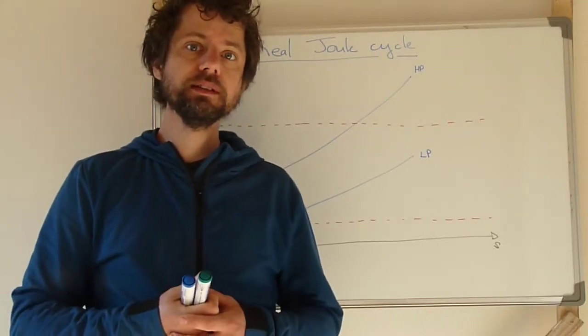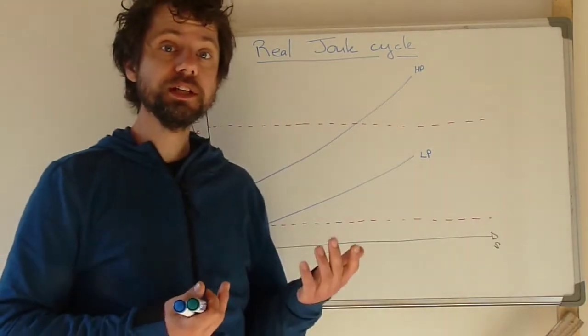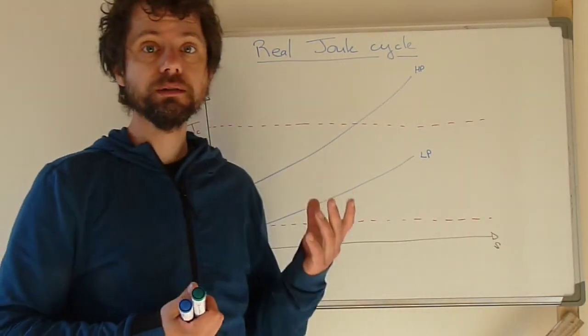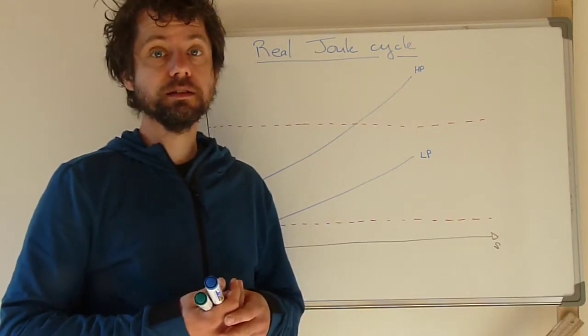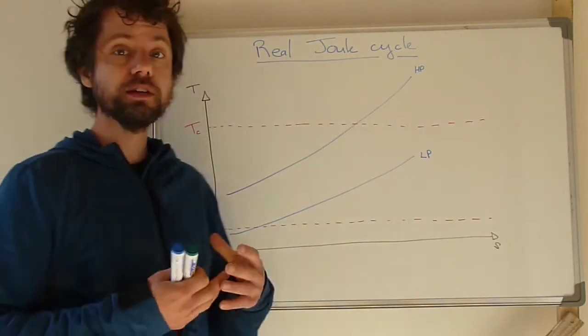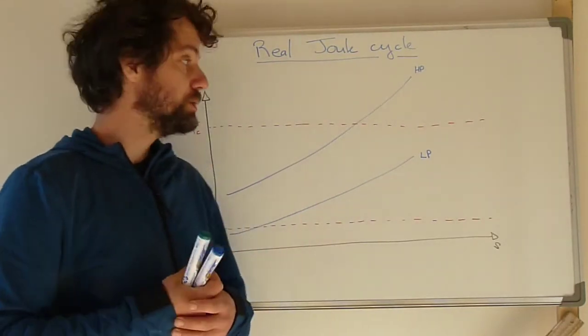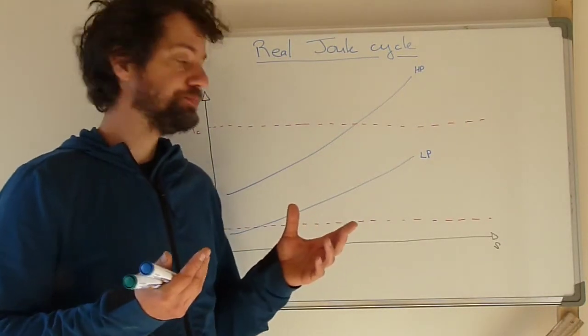Let's now consider a real Joule cycle, that is a Joule cycle for which we take into account the possible irreversibilities coming from the imperfection of the technological elements we are using in this cycle, especially the compressor and the turbine.